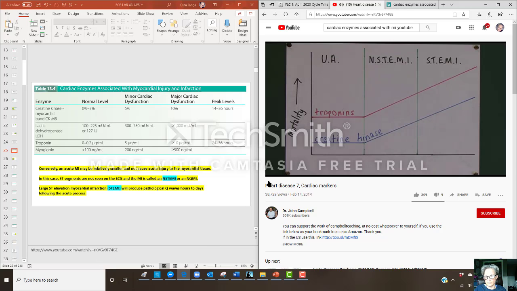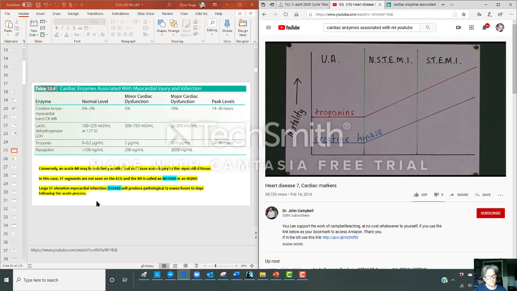Now this graph illustrates the relationship between cardiac markers, that is, markers of myocardial necrosis, with the components or the stages of the acute coronary syndrome. So acute coronary syndrome can be unstable angina. The next category is non-STEMI, non-ST elevation myocardial infarction. And the third and most serious component of the acute coronary syndrome is STEMI, ST elevation myocardial infarction.